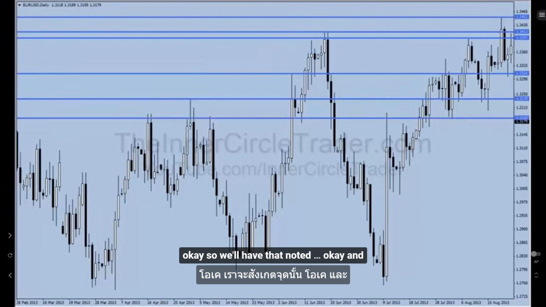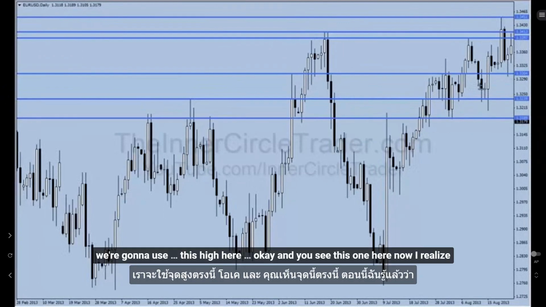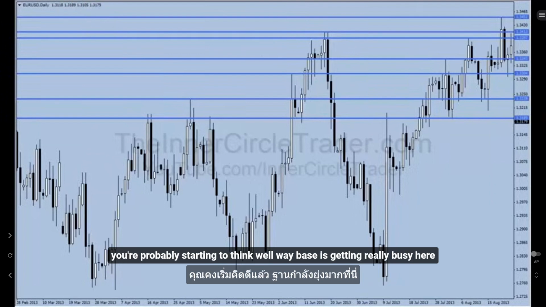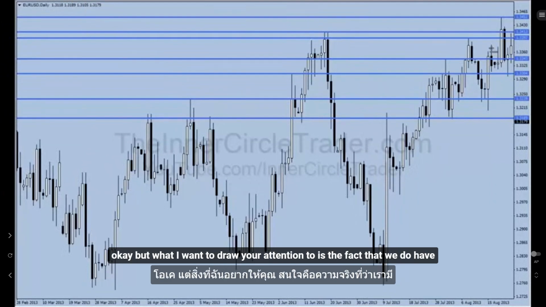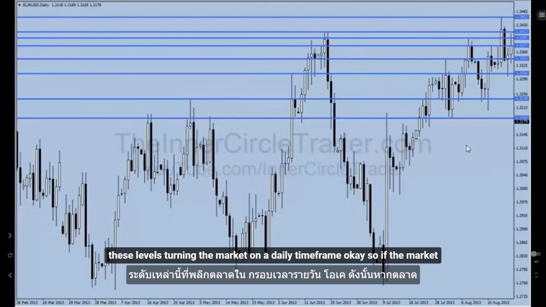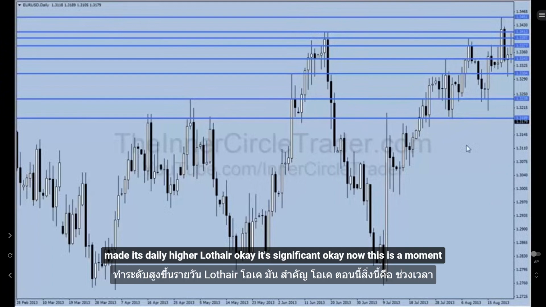Okay, and we're going to use this high here. Okay, and you see this one here? Now I realize you're probably starting to think, well, wait a minute, this is getting really busy here. Okay, but what I want to draw your attention to is the fact that we do have these levels turning the market on a daily time frame. Okay, so if the market made its daily high or low there, okay, it's significant.